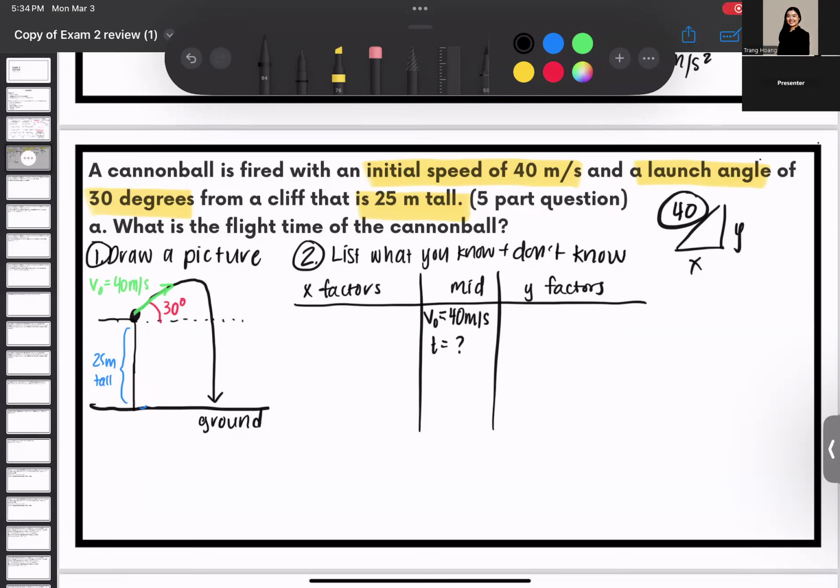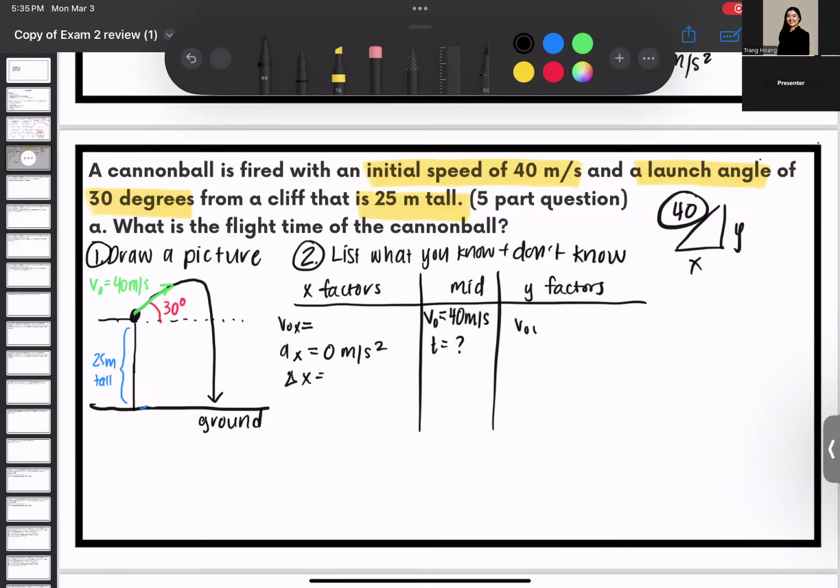Our X factors, we don't know them all yet, but let's list what we know we should have. v0x, and ax, which is always, as we talked about earlier and in the slide, going to be 0 meters per second squared, because that velocity is not going to change, right? And our change in X, which is kind of the distance that's elapsed between the beginning and the end.